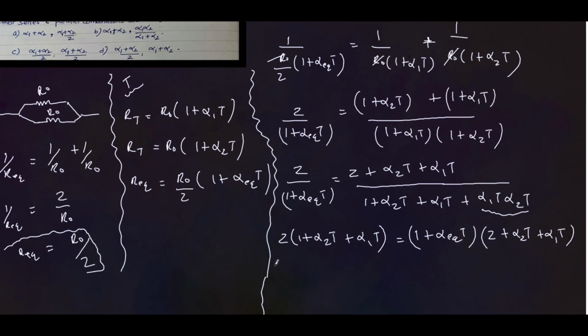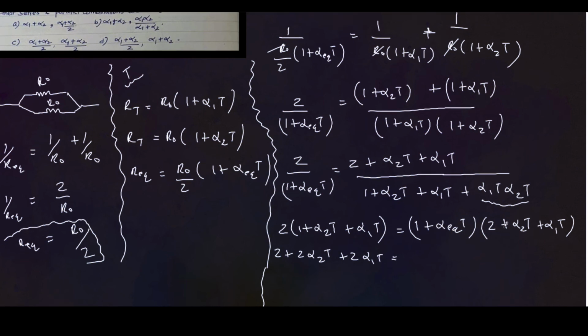I am distributing the 2 into the bracket. It will be 2 plus 2 alpha 2T plus 2 alpha 1T equal to, multiplying these two, 1 into 2 is 2, plus 1 into alpha 2T is alpha 2T, plus 1 into alpha 1T is alpha 1T, plus alpha eq into T into 2 is 2 alpha eq T. Then alpha eq T into alpha 2T is a very small number, and alpha eq into alpha 1T is also very small, so I am avoiding them.